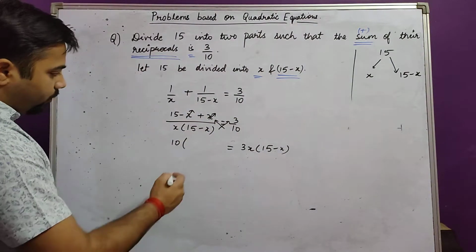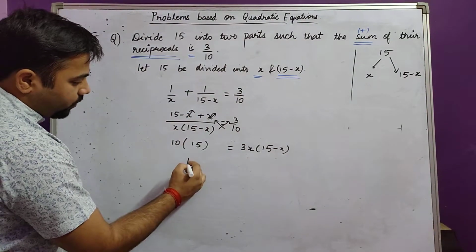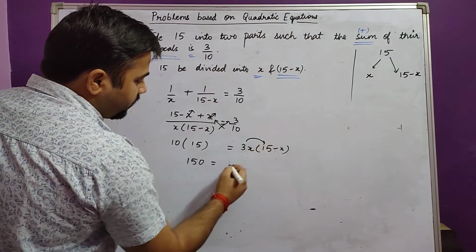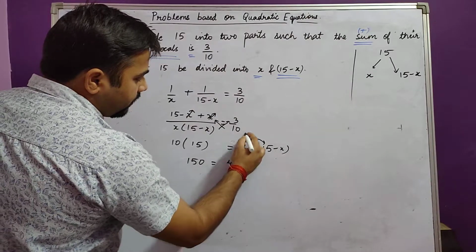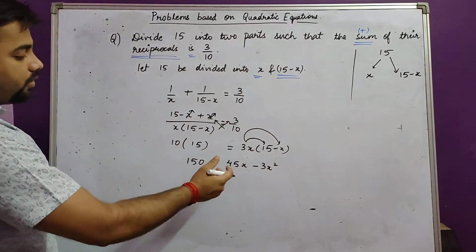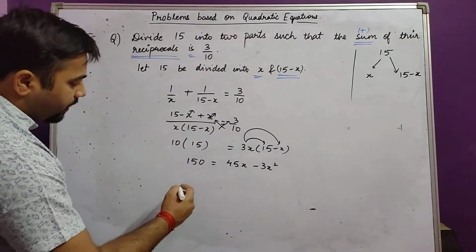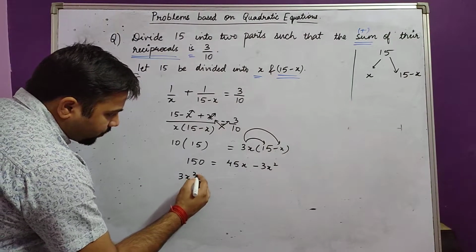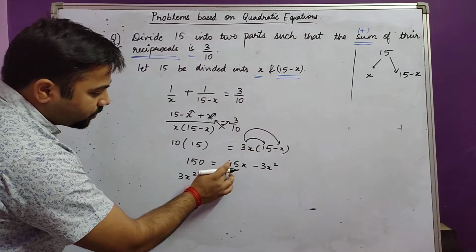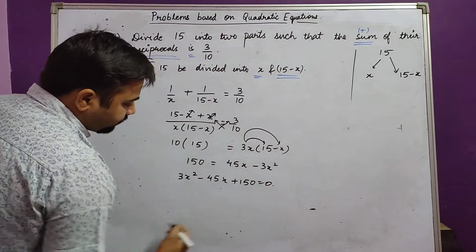They will cancel out. We are left with 15. So 10 into 15, that is 150, is equal to 3 into 15, that is 45x. This into this is minus 3x square. Take all terms on one side, so that x square becomes positive over here. 3x square minus 45x plus 150 is equal to 0. It was positive, it becomes negative when taken across.